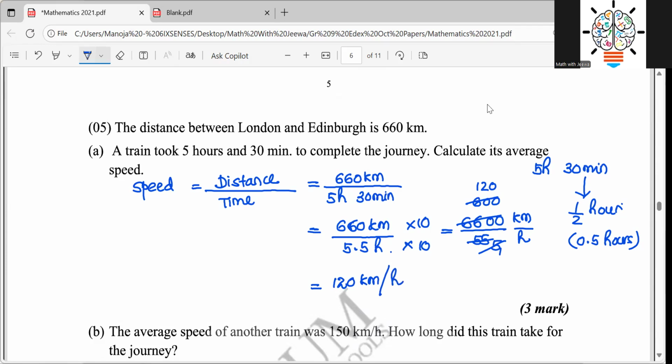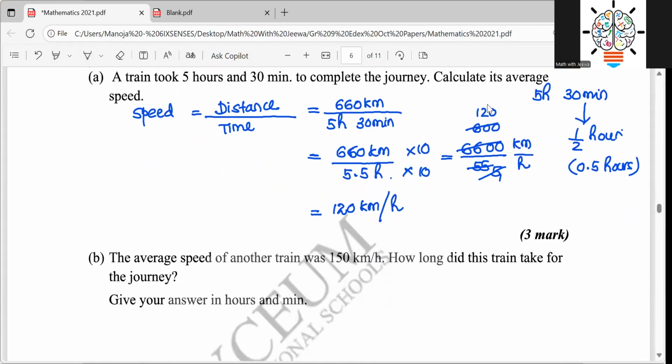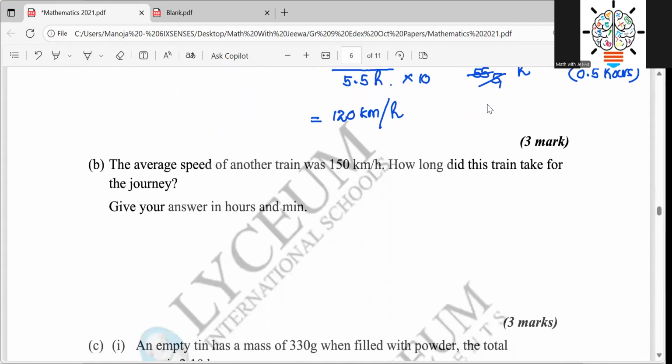So you have gone 660 kilometers and it took 5 hours and 30 minutes. That means you can go 120 kilometers per hour. So 120 times 5 is 600, and then half of that is 60. So it gives me 660. That is correct.